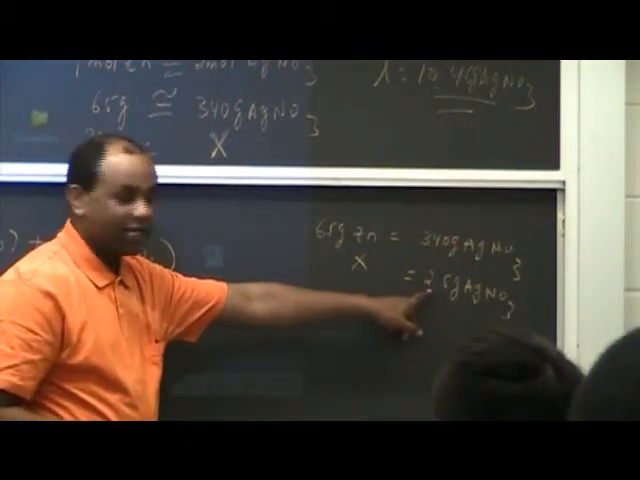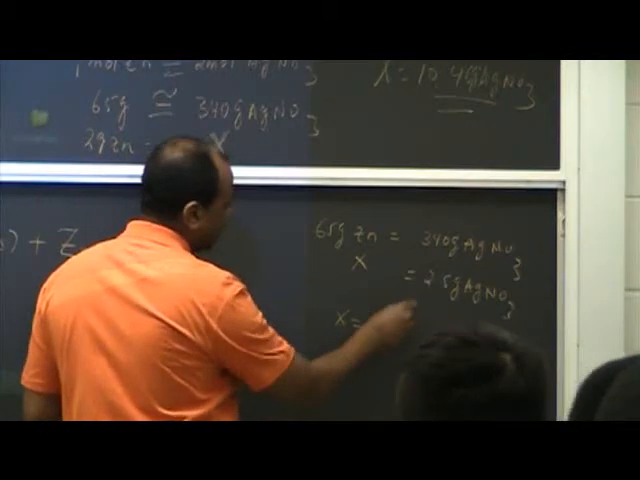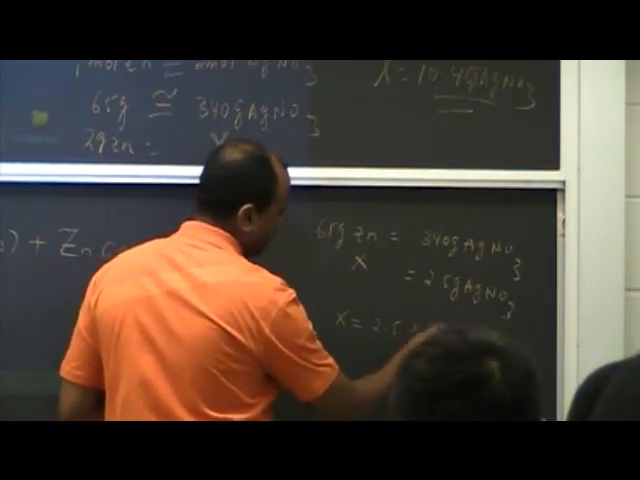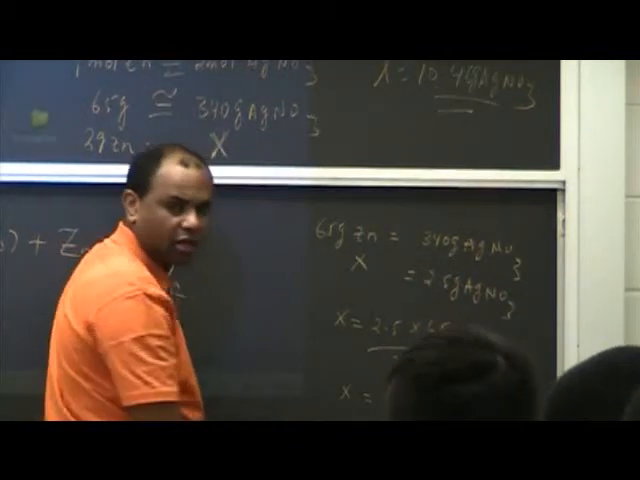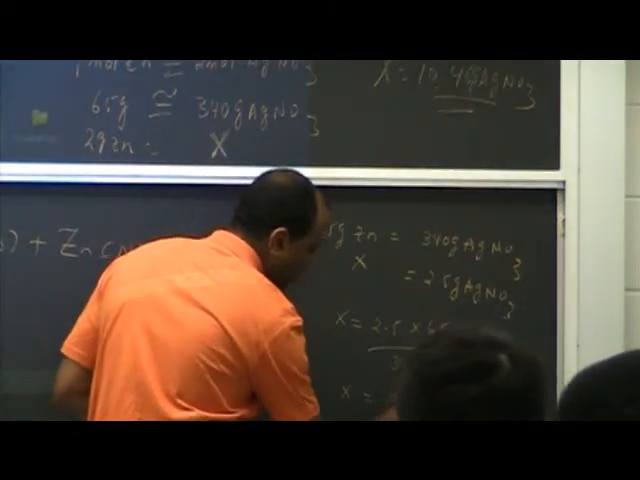Oh, well, no, it's not the same answer. I'm saying it's not the same. Which one is the limiting reactant? X will be what? 0.478. Well, 2.5 times 65 divided by 340, right? Which is 0.478, so 0.48.